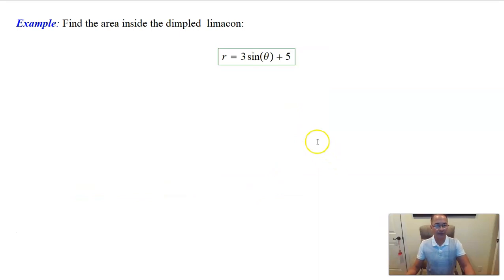So for our first example, we're going to find the area which is inside what is called a dimpled limaçon, and the equation is r equals 3 sine theta plus 5. Earlier we had an equation with cosine. This time it's a sine. Big deal. It just means that the orientation has rotated a little bit. So let's go to GeoGebra and see what this looks like.